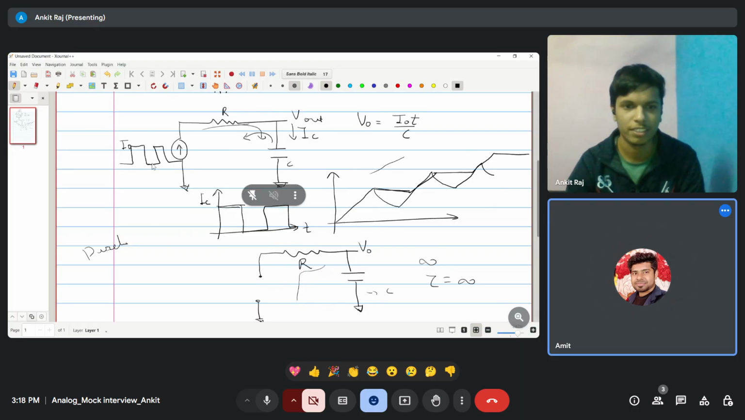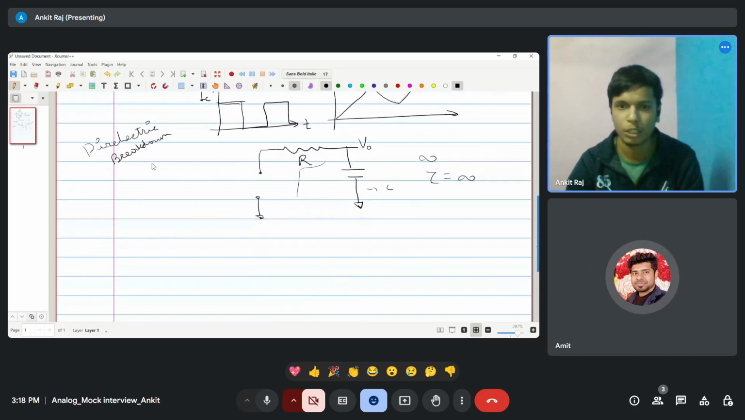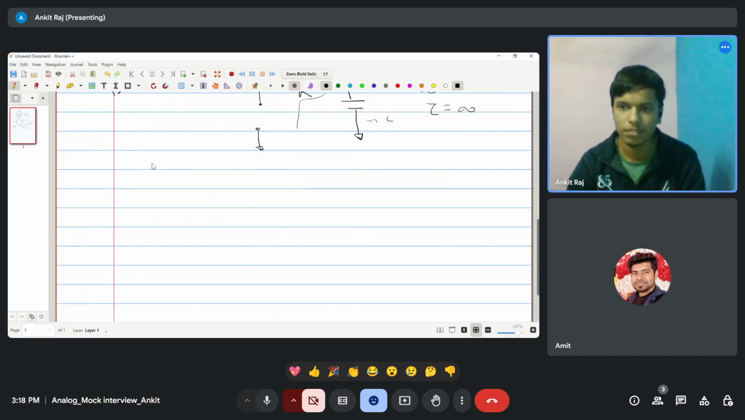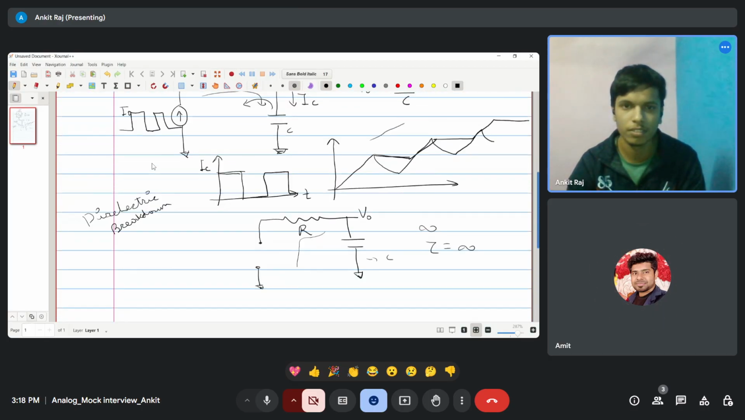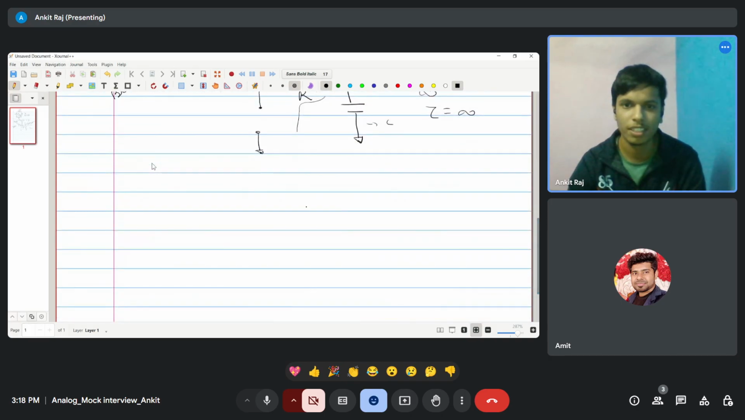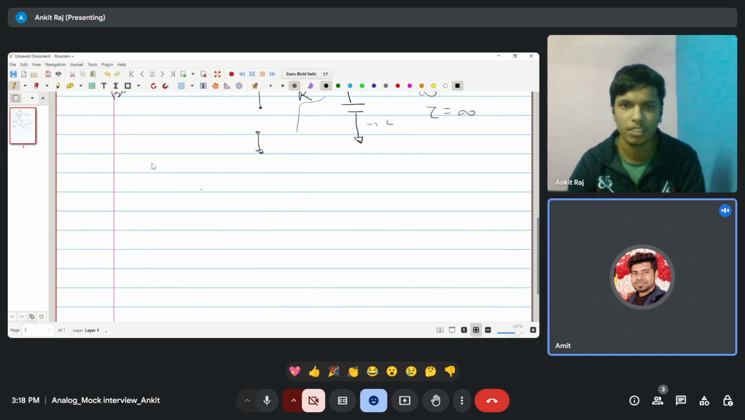Now let's make a resistance across this, R. Across the resistance, make another capacitor.